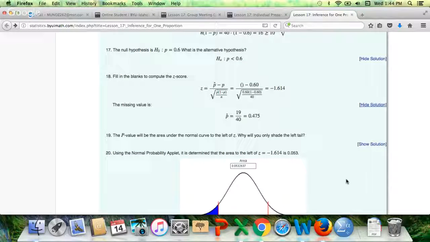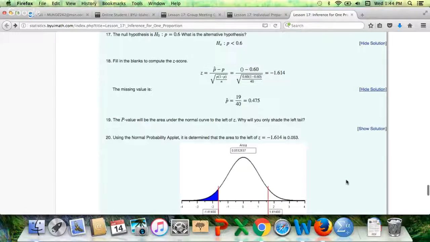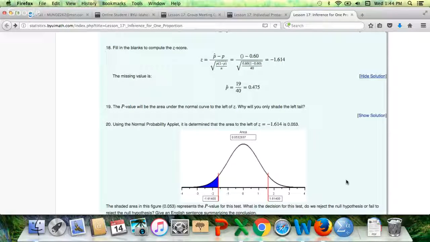So then 19 says the p-value will be the area under the normal curve to the left of z. Why will you only shade in the left tail? Because we want to know if it decreases, right? And how come their z-score is negative 1.614? Fine. Because ours is exactly the same.